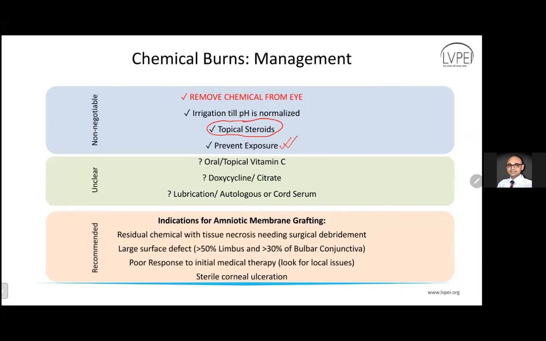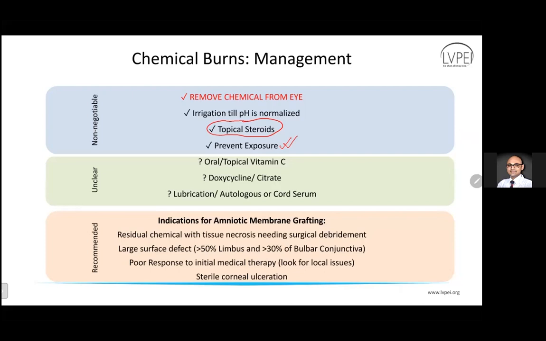Okay. And similarly, lubrication can also be enhanced by using autologous serum and cord serum. There are some randomized control trials which have shown the benefit of autologous serum, cord serum over normal lubrication. But like I said, whether the lubrication itself is really required, we don't really know, but it doesn't harm to give it. So it's unclear, but you'd probably end up giving this anyway.